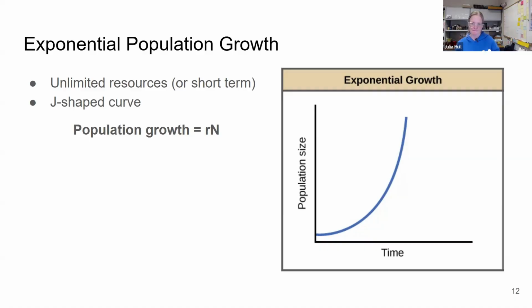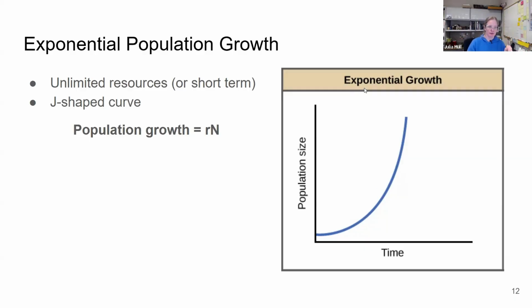Exponential growth is also called the J curve, or the hockey stick curve if you've learned this stuff from a Canadian like I did. I guess it looks like a hockey stick from the side.